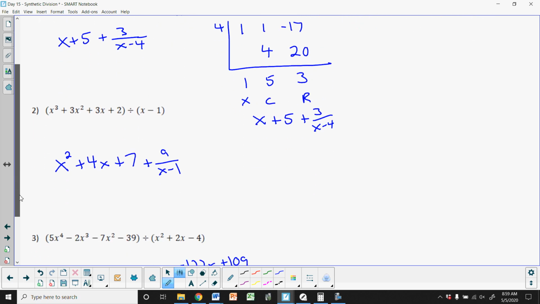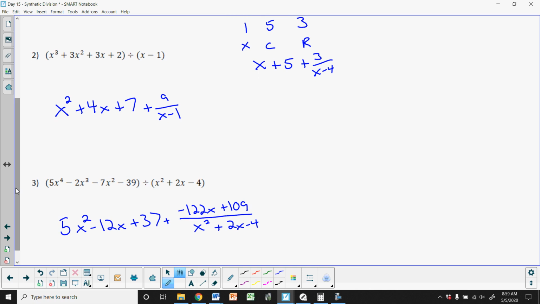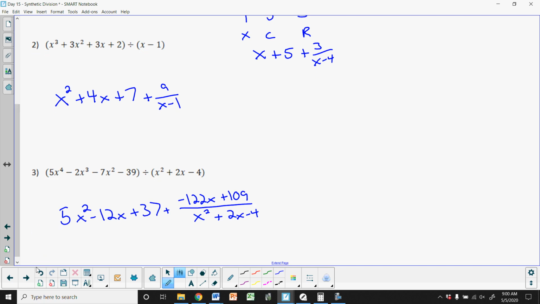All right, so let's just look at the rest of these. 2x squared plus 4x plus 7 plus 9 over x minus 1, and then this last one here. Like I was saying before, this one wouldn't be possible to do with synthetic division unless you could factor this part first, but this one doesn't factor. If it did factor, you could divide those factors, and we'll be looking at that in future lessons.